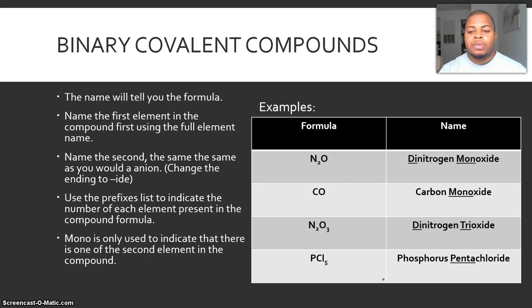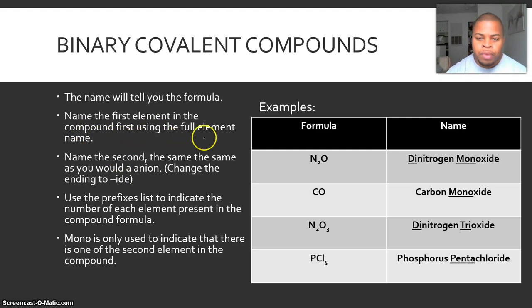If we're looking at our examples here to the side, I have the formula N2O. How do I name it? Dinitrogen, because I have two nitrogen. Monoxide, I have one oxygen. Dinitrogen monoxide, my formula will be N2O. Now, how we work with this is you name the first element as you normally would, using the full name of the element.